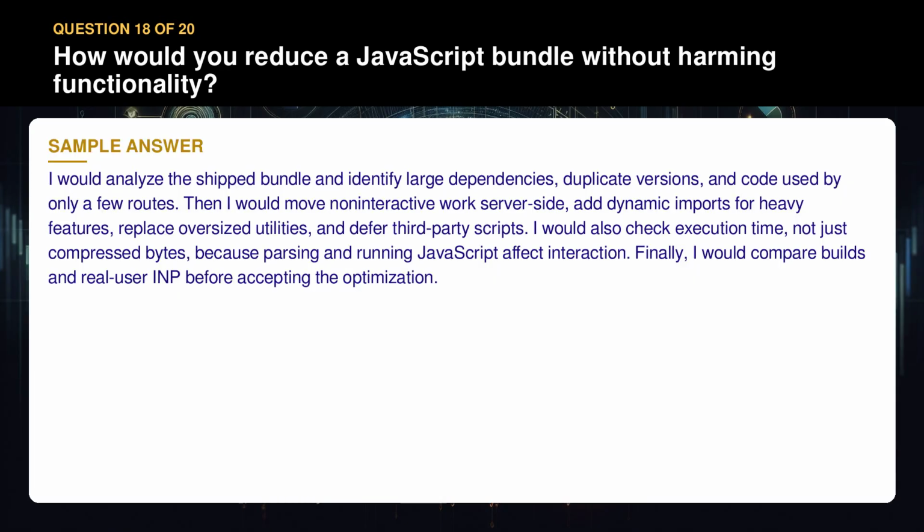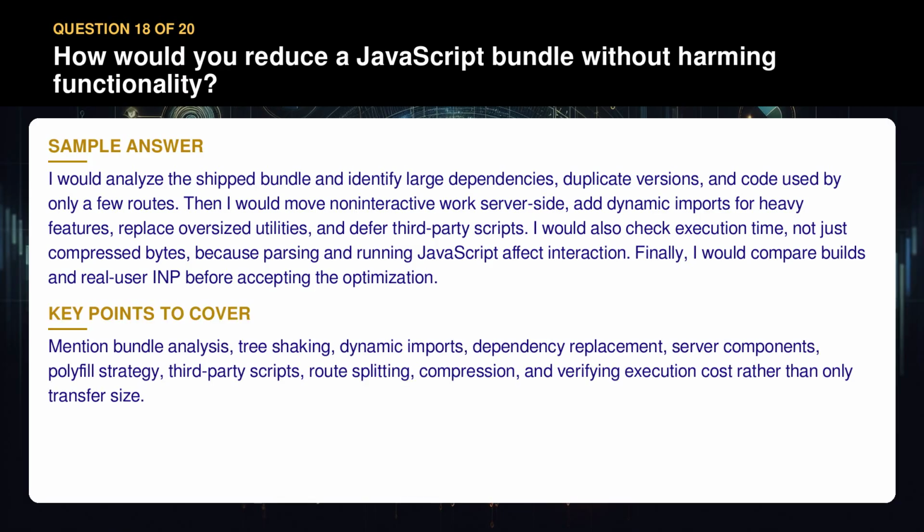Question 18. How would you reduce a JavaScript bundle without harming functionality? I would analyze the shipped bundle and identify large dependencies, duplicate versions, and code used by only a few routes. Then I would move non-interactive work server-side, add dynamic imports for heavy features, replace oversized utilities, and defer third-party scripts. I would also check execution time, not just compressed bytes, because parsing and running JavaScript affect interaction. Finally, I would compare builds and real user INP before accepting the optimization. Mention bundle analysis, tree shaking, dynamic imports, dependency replacement, server components, polyfill strategy, third-party scripts, route splitting, compression, and verifying execution cost rather than only transfer size.